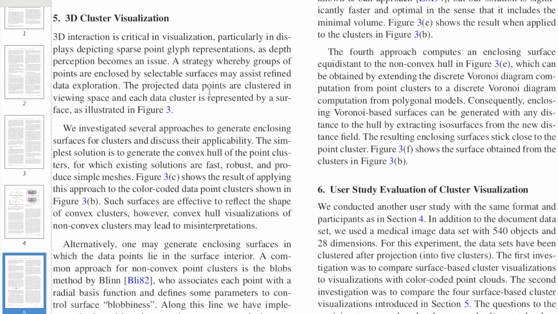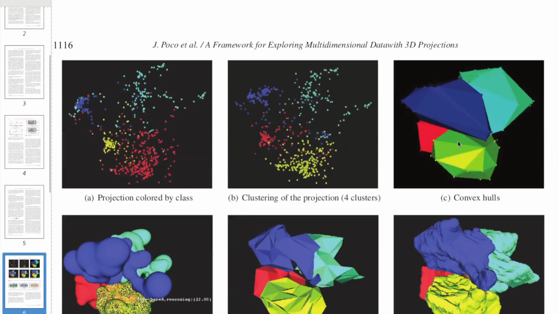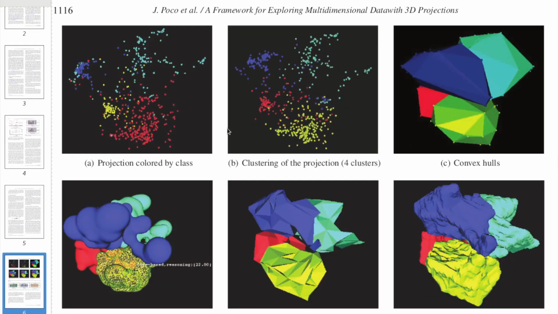The simplest solution is to generate the convex hull of the point clusters, for which existing solutions are fast, robust, and produce simple meshes. Figure 3c shows the result of applying this approach to the color-coded data point clusters shown in Figure 3b. Such surfaces are effective to reflect the shape of convex clusters. However, convex hull visualizations of non-convex clusters may lead to misinterpretations. Alternatively, one may generate enclosing surfaces in which the data points lie in the surface interior.